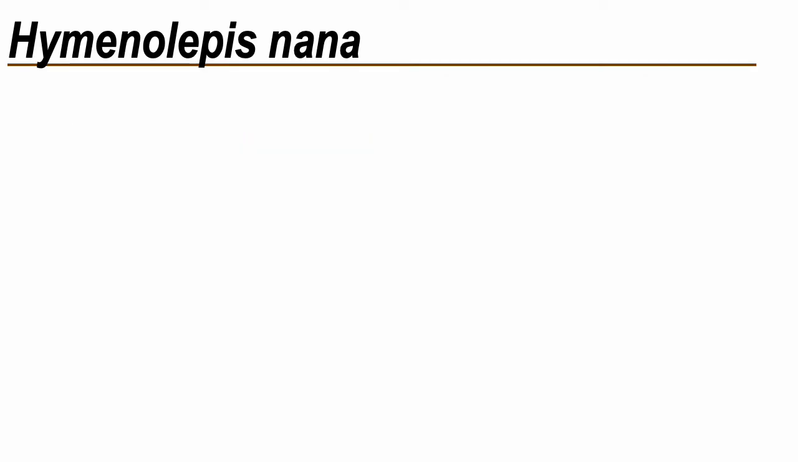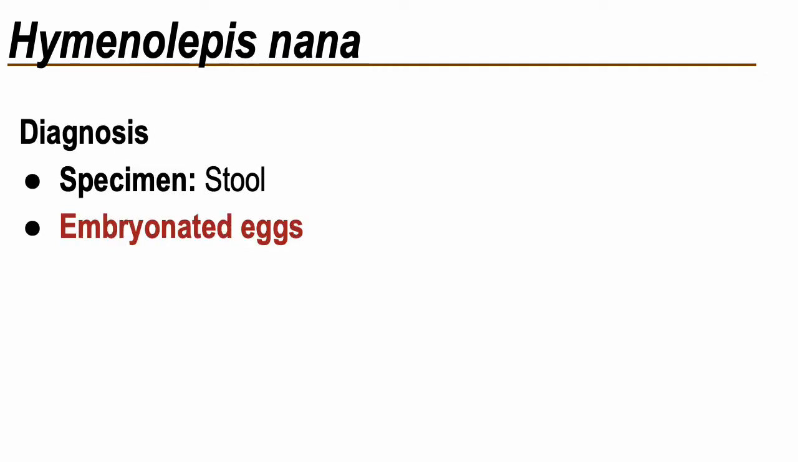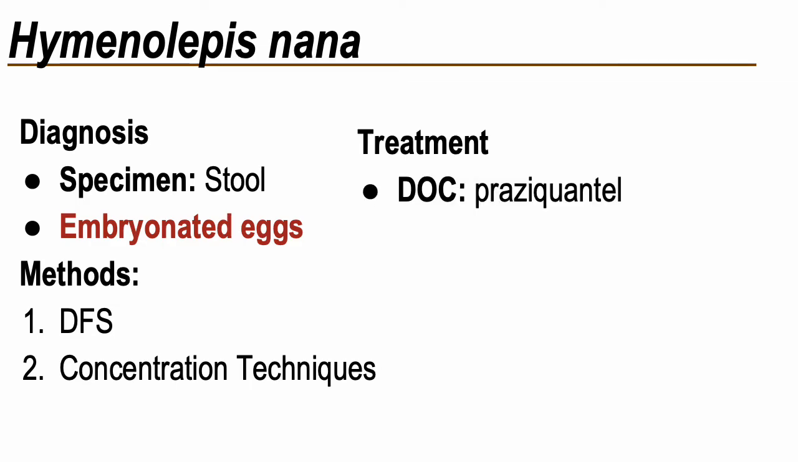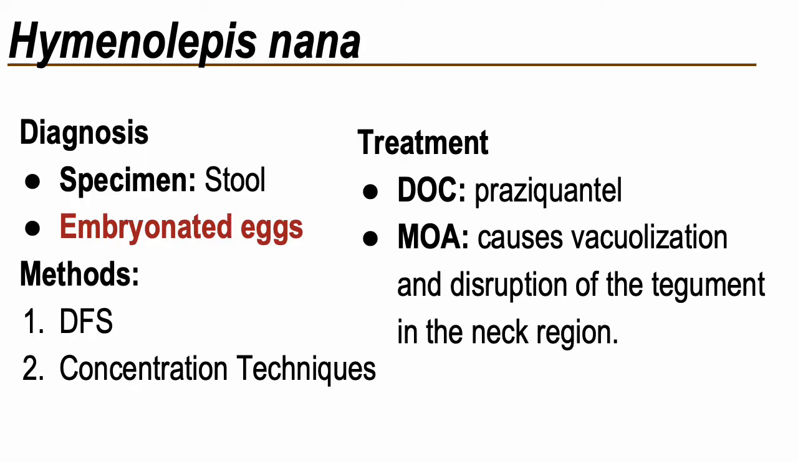So for the diagnosis of Hymenolepis nana, this is made by the demonstration of their embryonated eggs in patient's stool sample. In lighter infections, we can use concentration techniques to increase the yield of these diagnostic stages. Remember that the proglottids of this parasite are not recovered because they undergo degeneration prior to passage with the stool. For the treatment, the drug of choice is praziquantel, and this causes vacuolization and disruption of the outer layer or the tegument in the neck region of the adult worm.